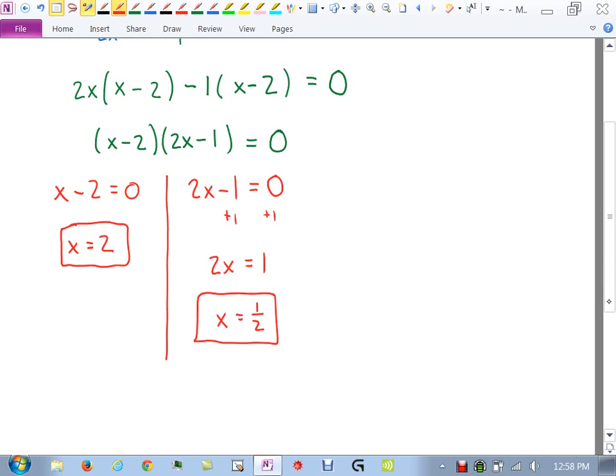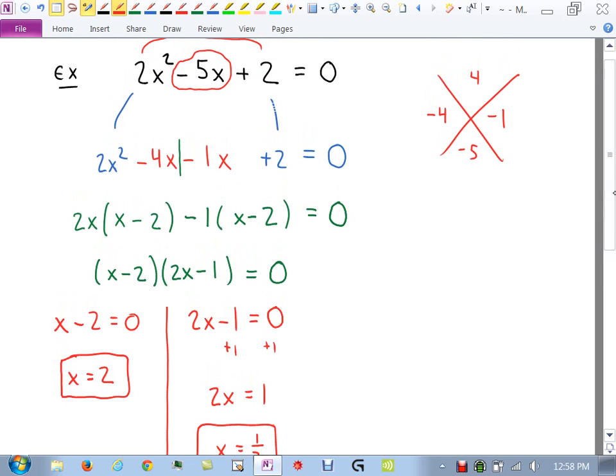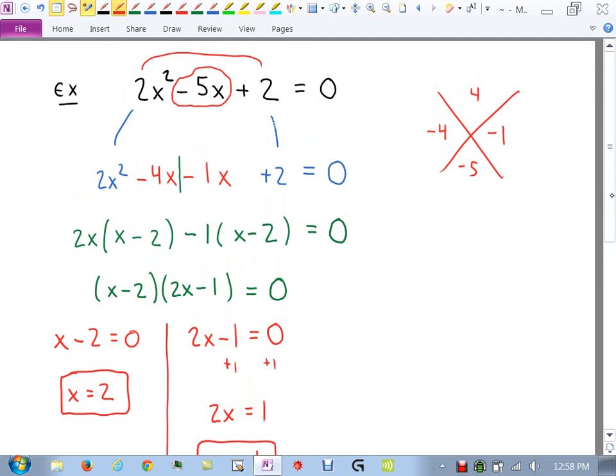Yes, these are the two answers. So if we take those numbers and plug them into the original problem, way up here, if I plug in 2 into this, I should get 0. If I plug in 1/2, I should get 0. Do you want to check it? Well, that's up to you.